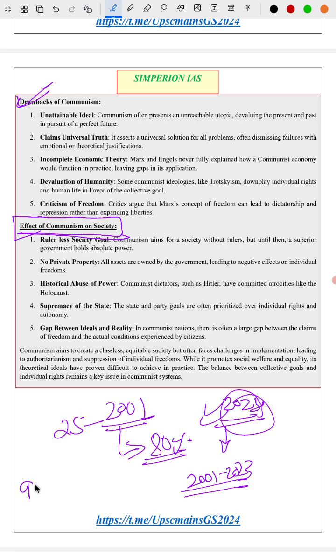UPSC mains is about scoring 900 to 950 marks. If you are scoring 900 to 950 marks in the mains, including essay, GS, and optionals, you are already competing for the top 10, top 20 ranks. That is what you have to target to succeed in this examination, to score very good marks in the mains.